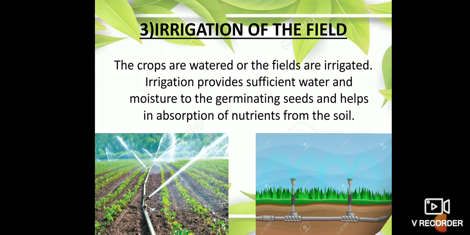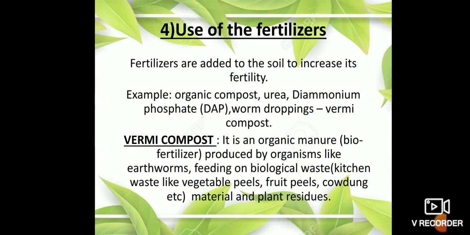Now next we will see use of the fertilizers. First let us know the exact meaning of fertilizer. What is a fertilizer, children? A fertilizer is a natural or synthetic chemical based substance that is used to enhance plant growth and fertility, to increase the quality of crops and their productivity. They are used by farmers daily to increase the crop yield, children. Fertilizers are added to the soil to increase its fertility. Examples: organic compost, urea, diammonium phosphate, that is DAP, worm droppings and vermicompost.